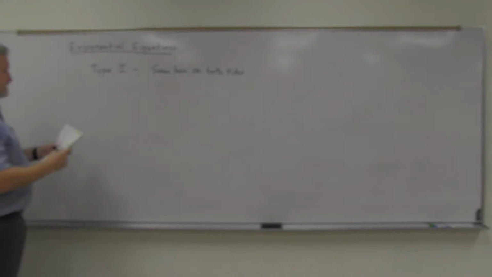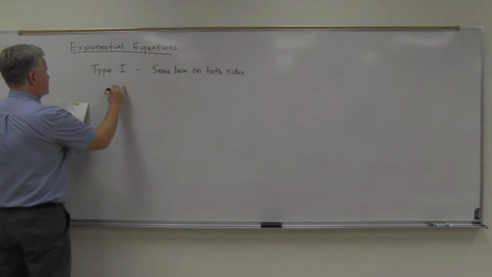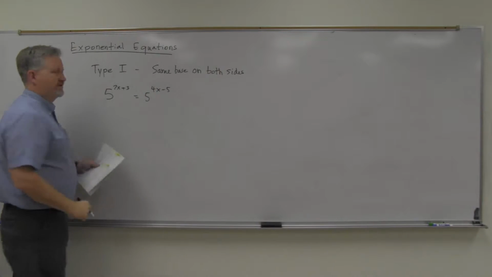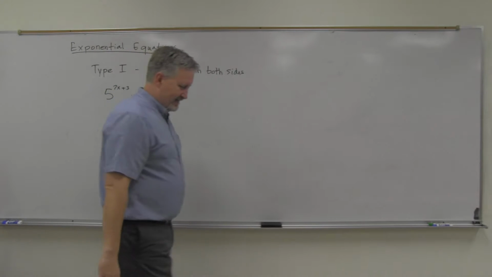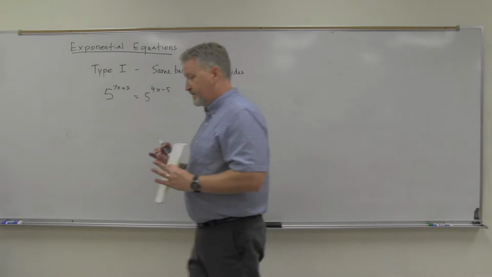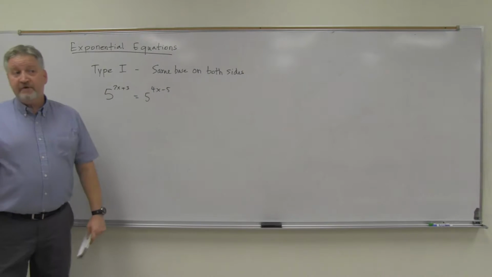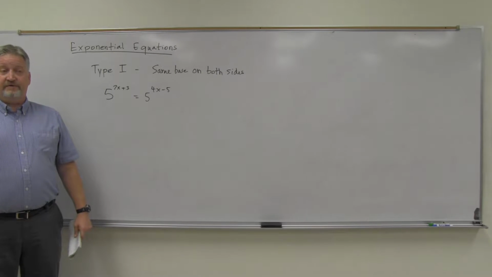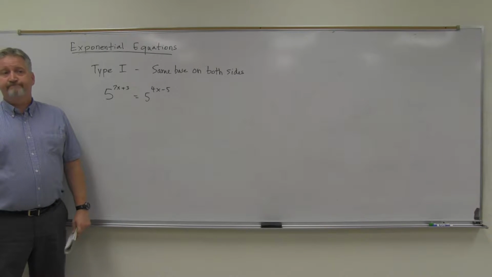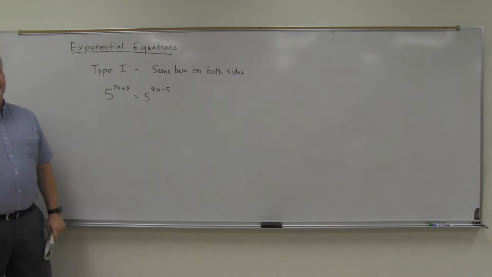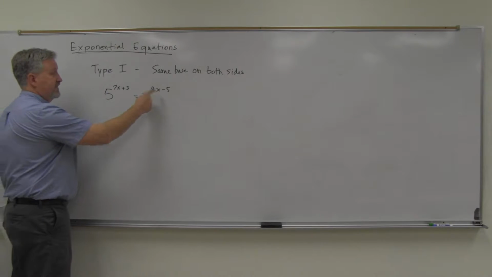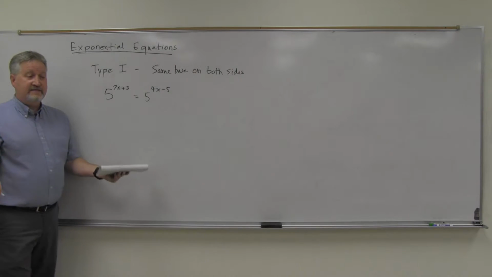A good example is 5 to the 7x plus 3 equals 5 to the 4x minus 5. This is an extremely simple example, but it makes the point anyway. What makes this an exponential equation? Well, remember, exponentials are ones that have x in the exponent. We haven't come across those in any form right now, but we've got x in the exponent, so that's what makes these exponential equations.